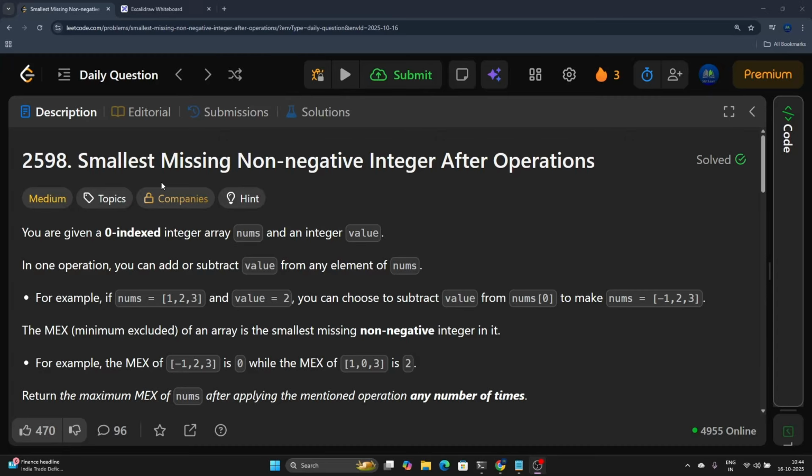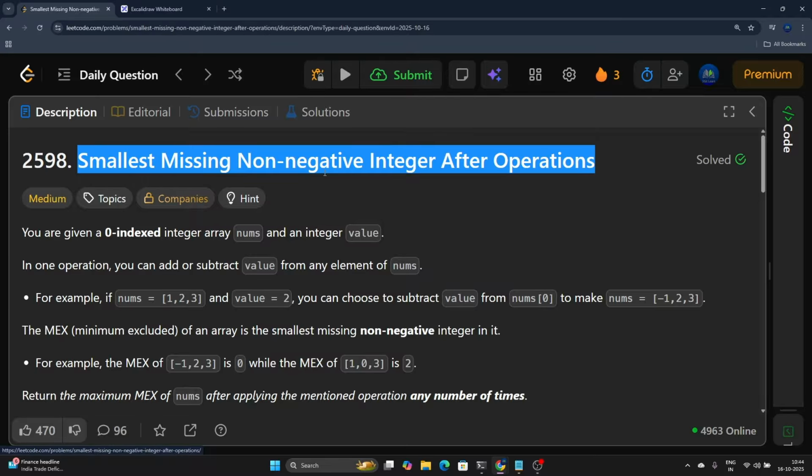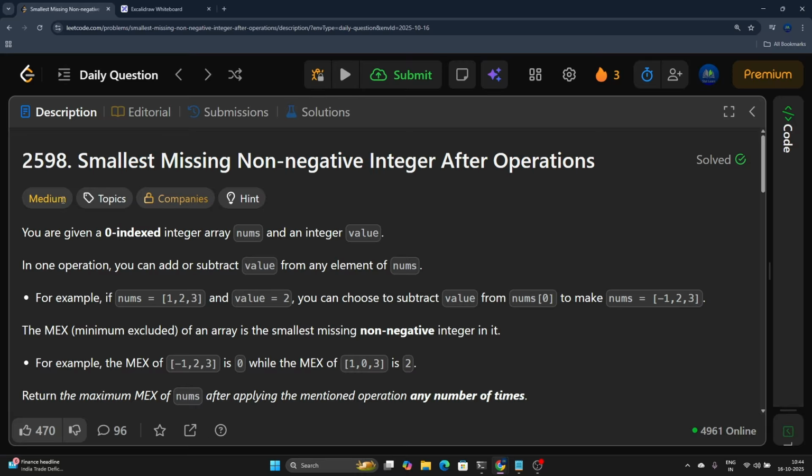In this video, we are going to solve the Leetcode problem of the day, and the problem is smallest missing non-negative integer after operations. The problem category is of medium level, but we are going to solve it in a very easy way. In this problem, we are given a zero index integer array nums as an input, and there is one more input called value, which is an integer.